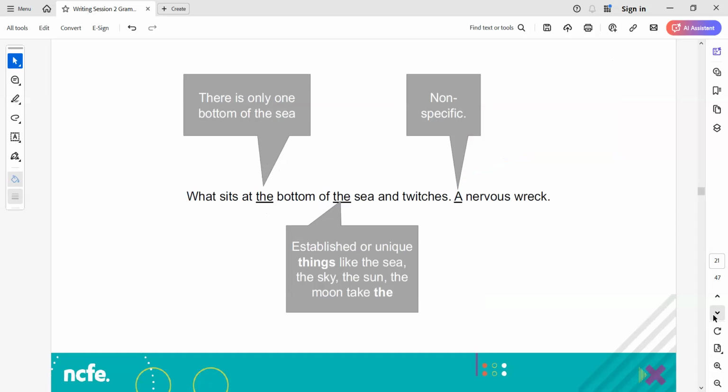What sits at the bottom of the sea and twitches? A nervous wreck. So there's only one bottom of the sea. So we use the, and a nervous wreck. It's non-specific, so we use a. So as we can read there, established or unique things like the sea, the sky, the sun and the moon take the. So there are some rules to this.